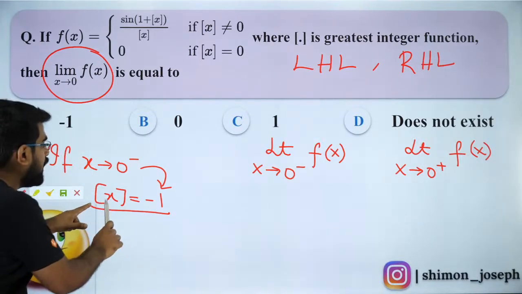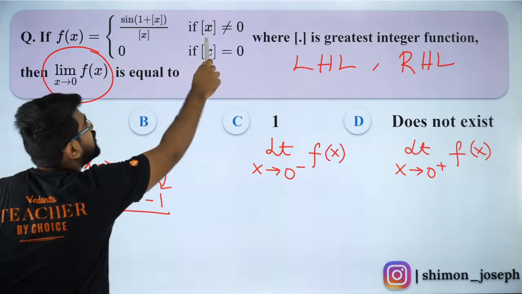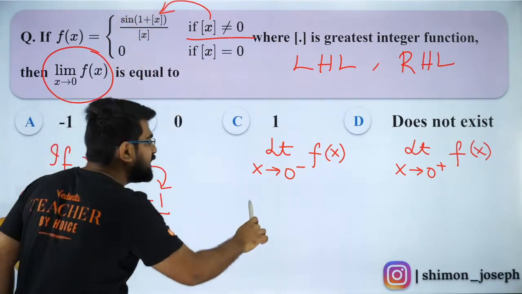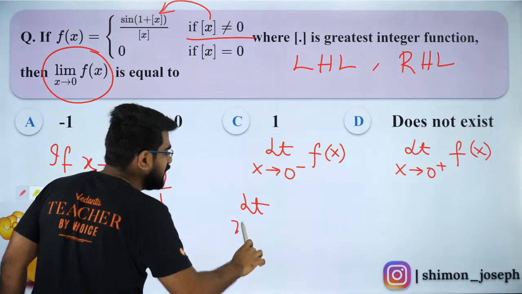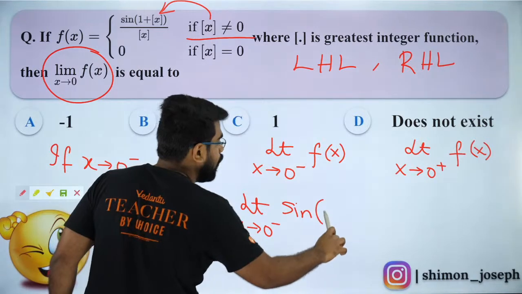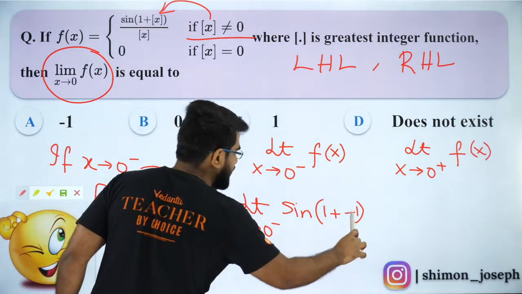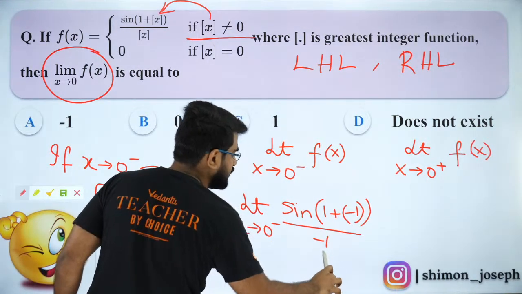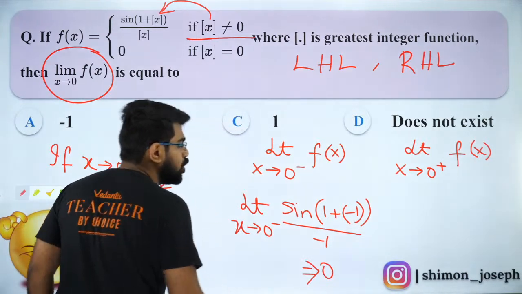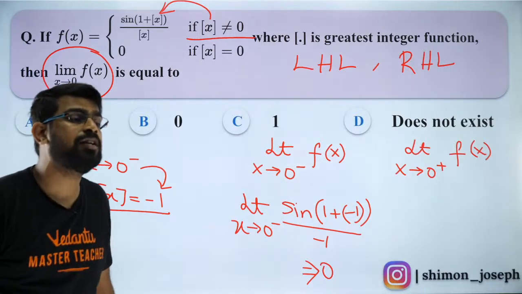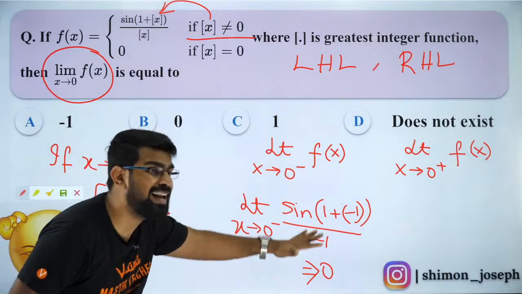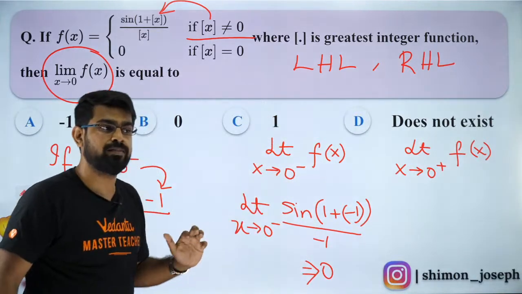So for LHL, box of x is minus 1. So I should consider this function, which is sine of 1 plus box of x, which is minus 1, divided by box of x. So it is sine of 0 by minus 1, which is 0. So your left hand limit, my dear students, is 0. How many of you understood my left hand limit? Are you guys cool with it?